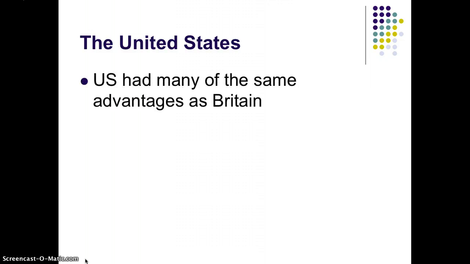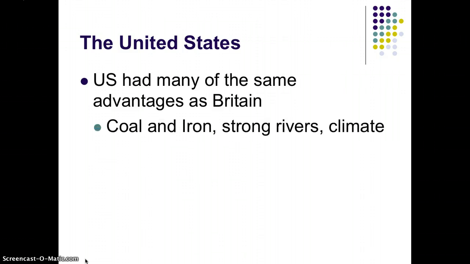The United States had a lot of the same advantages that Great Britain had. They had a favorable geography, lots of natural harbors, lots of powerful rivers, also lots of natural resources. The United States is rich in coal and iron. Again, those strong rivers were great, especially up in New England, and the climate is fantastic in the United States because the country is so large.